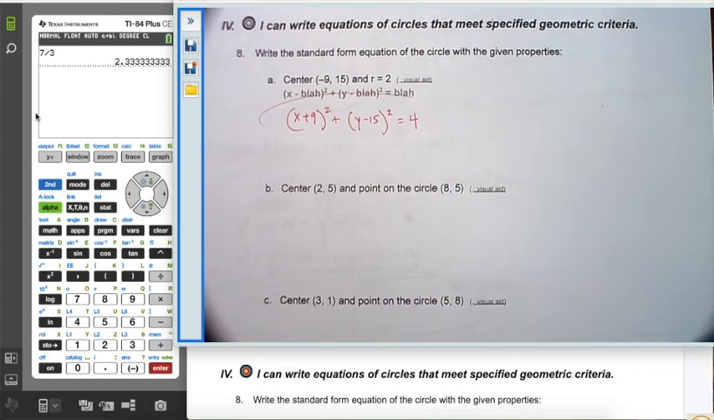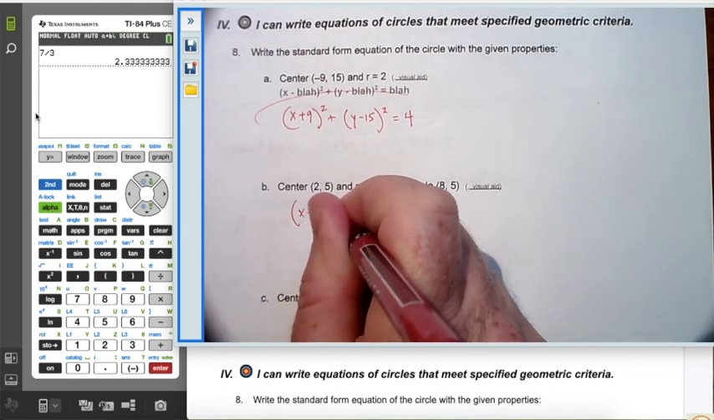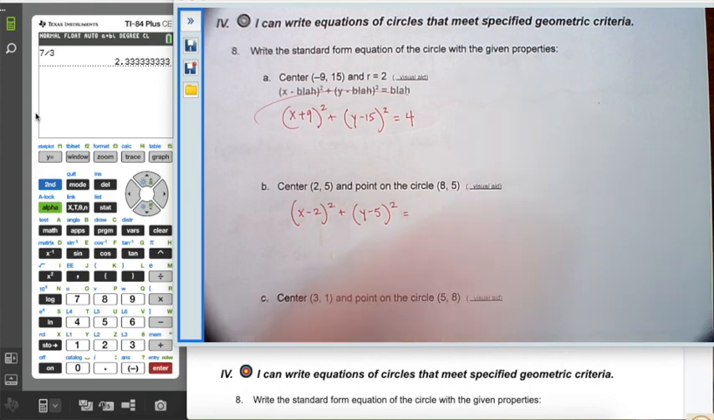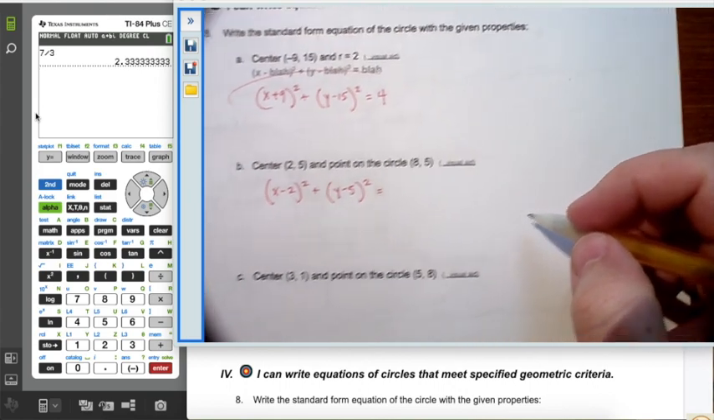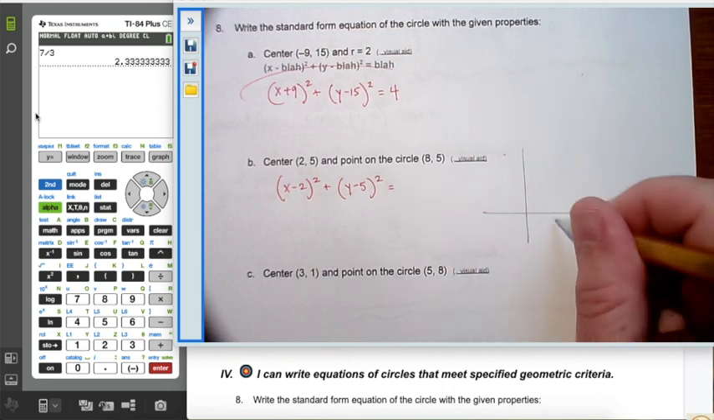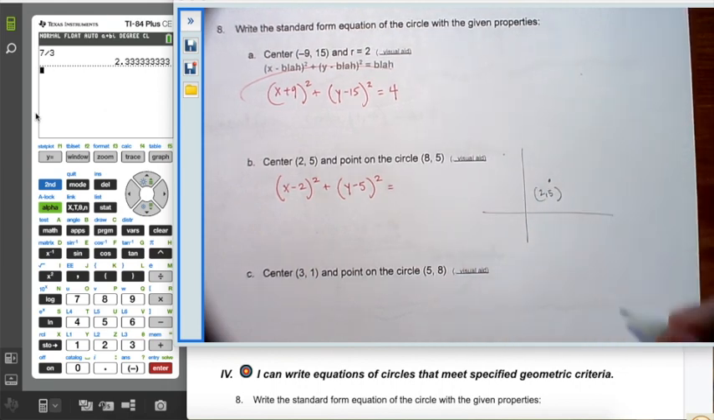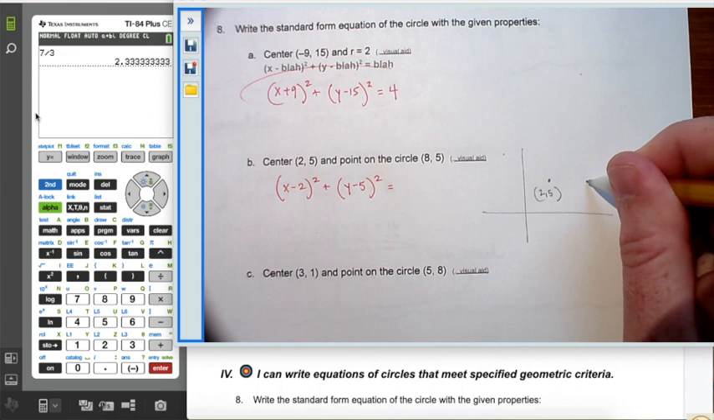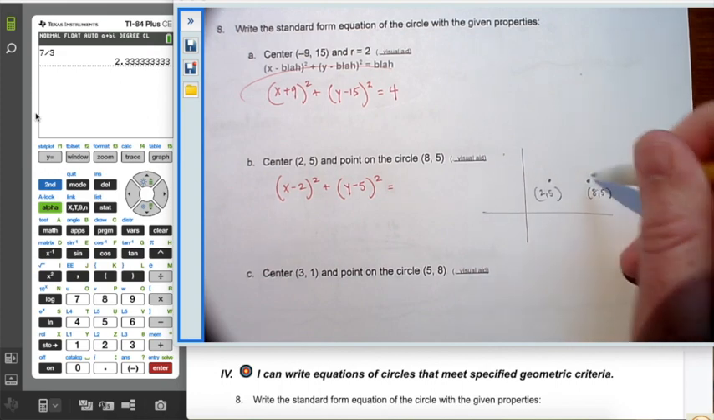Done. When you get over to the second question, this one's a little trickier because we are given the center, but we don't know what the radius is. It's got to have a center of 2, 5, and the point on the circle needs to be 8, 5. So 8, 5 would be over here somewhere. So I'm looking for a circle that kind of looks like that.